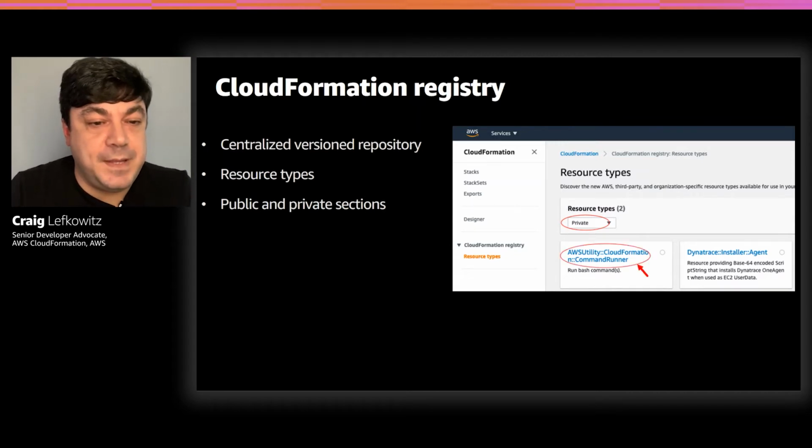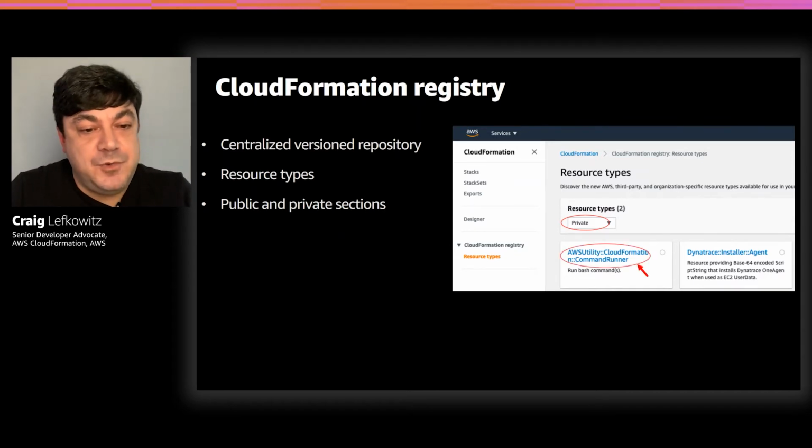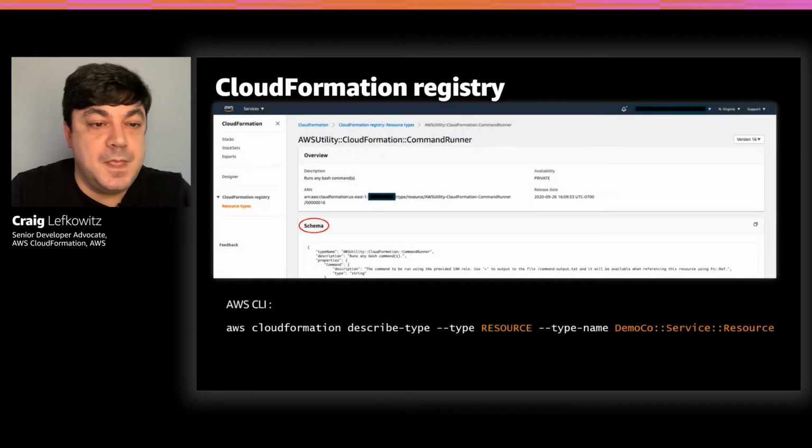In the console displayed, I've filtered by private types in the dropdown, so I see the private types that have been registered to my account. If I click one of those types, I can see additional information on that type, such as the schema and the version. Remember that the registry is a versioned repository. Detailed information on your resource type can be viewed in the console like you see here, as well as through the API.